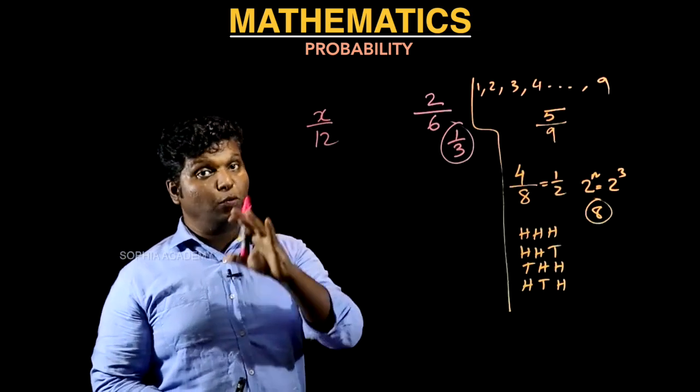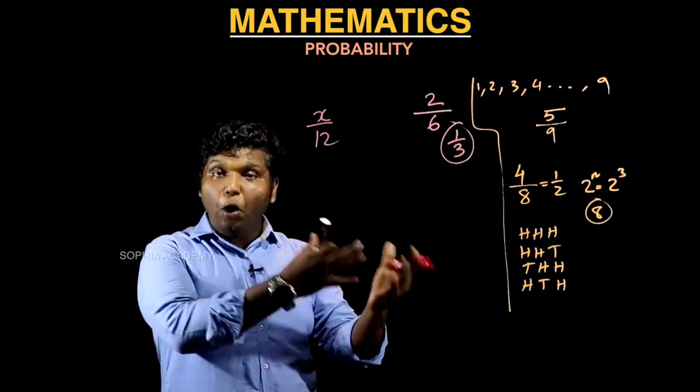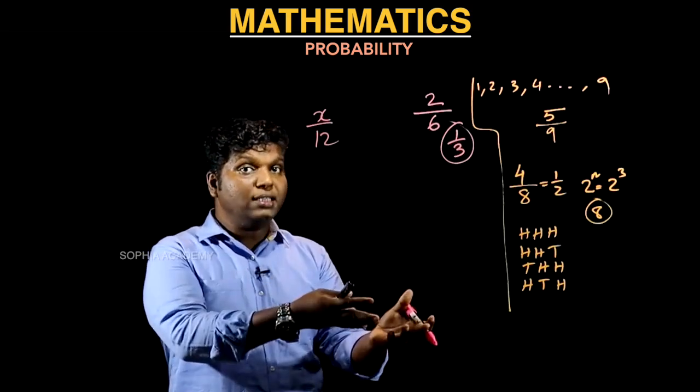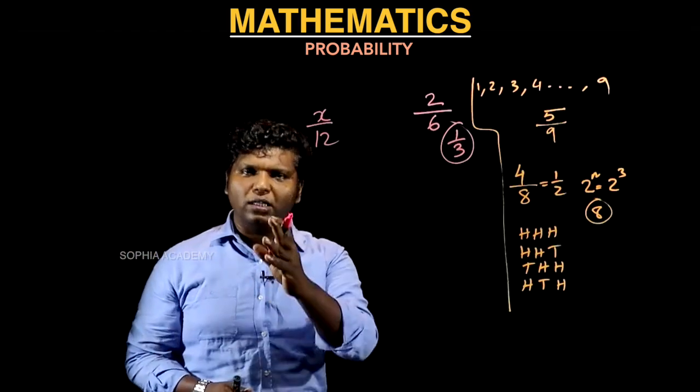And one more thing is given: the probability of not guessing the correct answer. The probability of not guessing the correct answer. That means there are 2 probabilities when a question is being asked. What are the 2 probabilities?